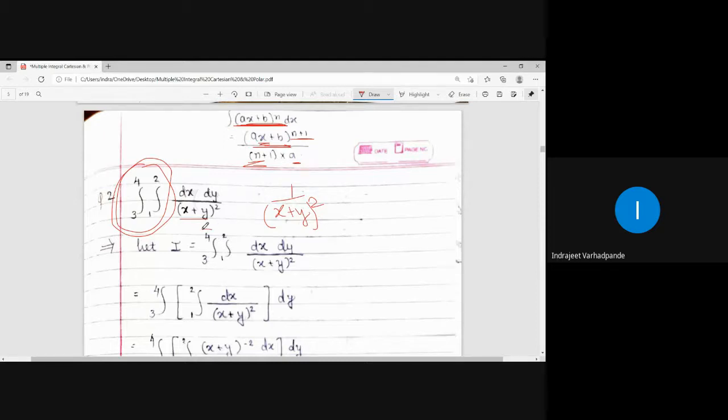So outer limit is 3 to 4 and outer differential is dy. So these limits shall represent the variable y. Innermost differential is dx. So these limits shall represent variable x.